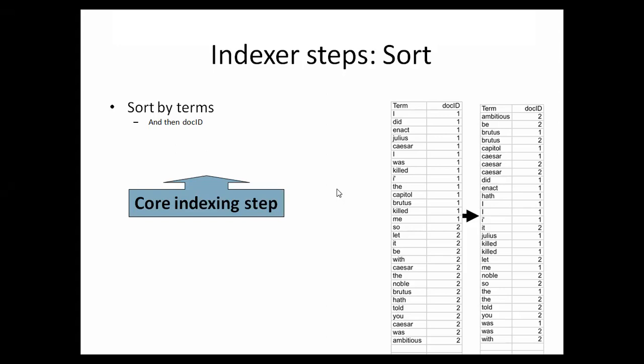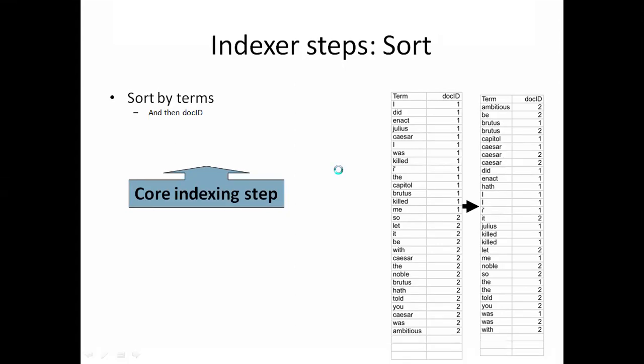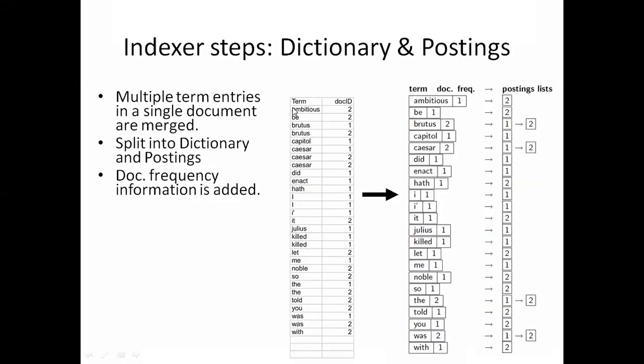This is an important term, sort by term. So we have written this one, starting alphabetically: A, B, Ambitious, B, Brutus, and parallelly we have written the document ID. In this way we sort by term and then add the document ID. Next, the core indexing step. Next is the indexer, dictionary and posting.